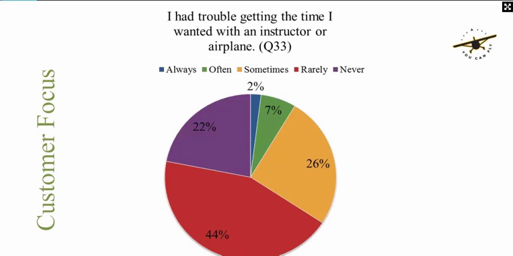All right, and the last one in the category on customer value was "I had trouble getting the time I wanted with my instructor or my airplane." It's a little hard to see, so I'll point these out. On the never side, I never had trouble, the darker purple one, 22% said, hey, anytime I wanted it, I had it. Rarely, which is really good, is 44%. Obviously things happen. Somebody might get sick, the airplane has a maintenance issue. But we still have a decent chunk that said sometimes, and then the often and always are the smaller, the green and the blue.